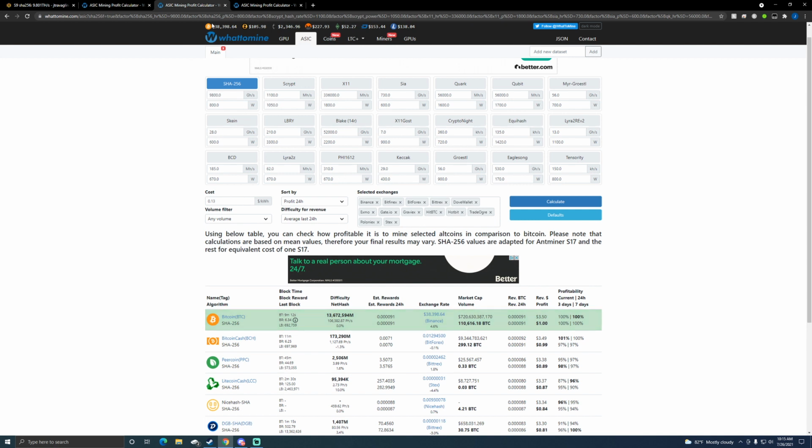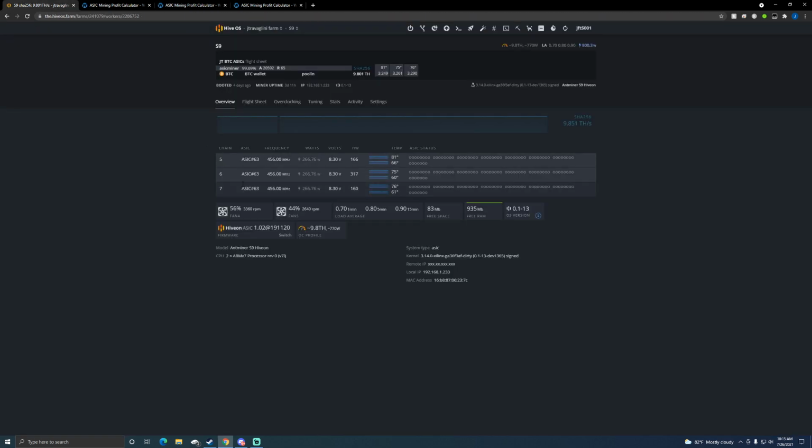But you know, I plan on just mining on the pool because I'm going to be holding this coin for a little while. So I'm going to just keep mining on a pool and making the most revenue that I can.